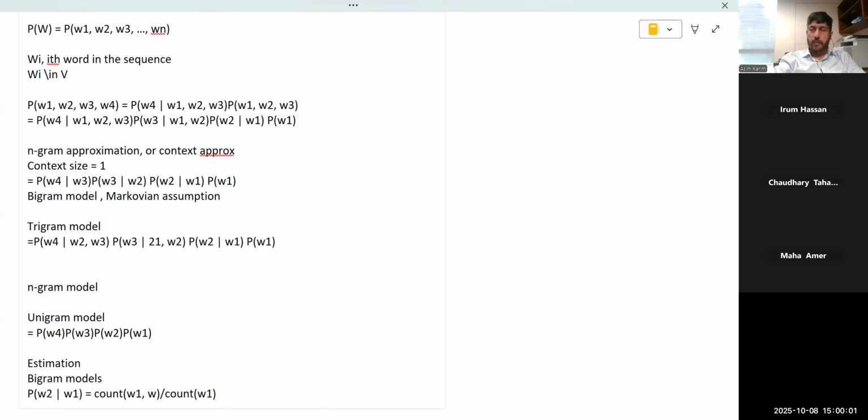And if you want to build a language model, which is a bigram language model, you will have to compute this for all words and all pairs in your vocabulary.